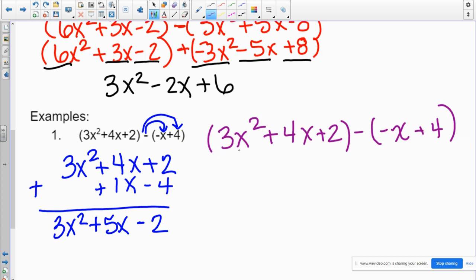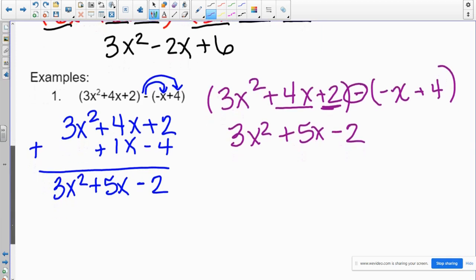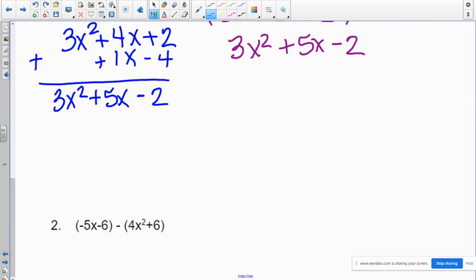So we have 3x squared minus, but we're going to leave that negative sign there, and there's nothing to subtract it from, so it just leaves it with 3x squared. 4x minus a negative x. So be careful. Minus a negative turns into addition. So 4x plus x is really 5x. And then you have 2 minus 4 is negative 2. So still get the same sum. Two different methods. One was vertical, one was horizontal, one was dealing with subtraction, and one was distributing that negative or that negative 1 out.